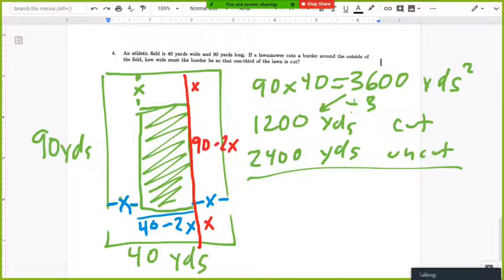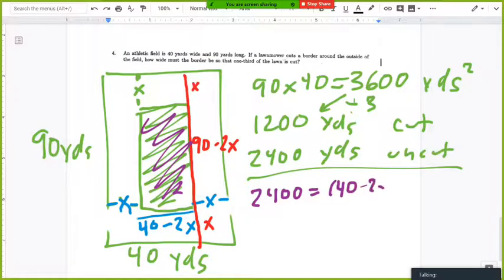So the total area of that inside part is going to be, well, we know it's 2,400 yards, and we can express it as 40 minus 2x times 90 minus 2x. Alright, and now it's a word problem, so at this point I would use the calculator to solve that equation. But you could multiply this out and write it as a quadratic.